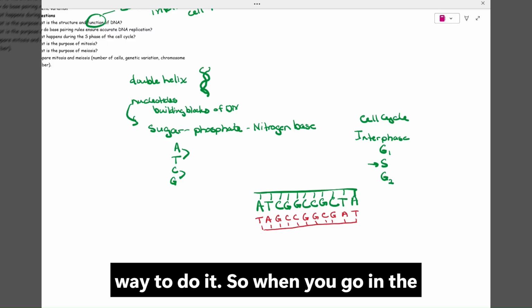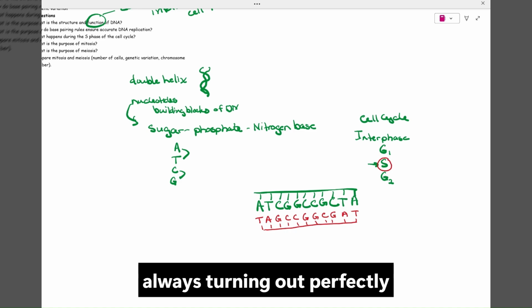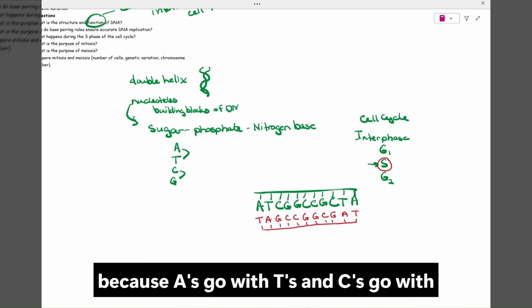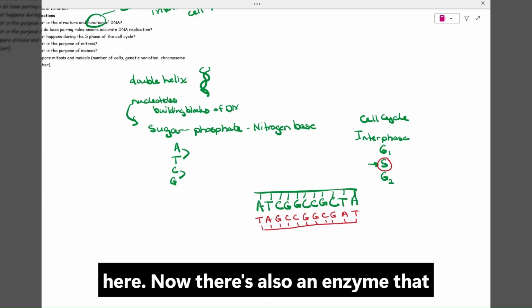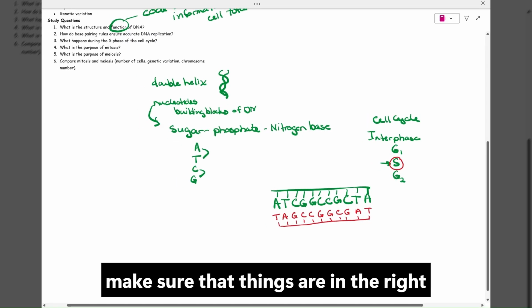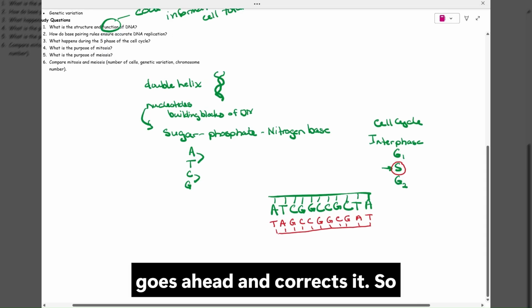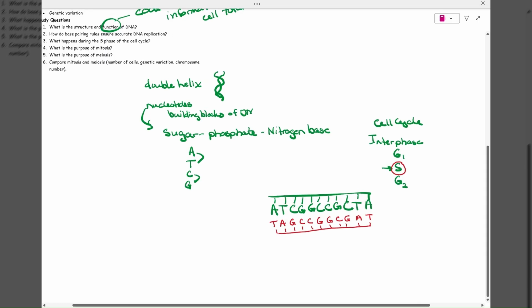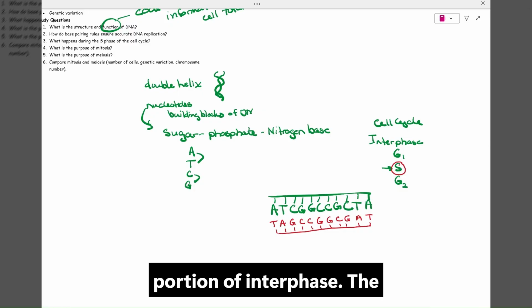So when you go in the synthesis part and make a copy, it's always turning out perfectly because A's go with T's and C's go with G's. There's no other letters involved here. Now, there's also an enzyme that comes through and double checks to make sure that things are in the right spot. If they're not in the right spot, it goes ahead and corrects it. So all of this is happening during the S portion of interphase.